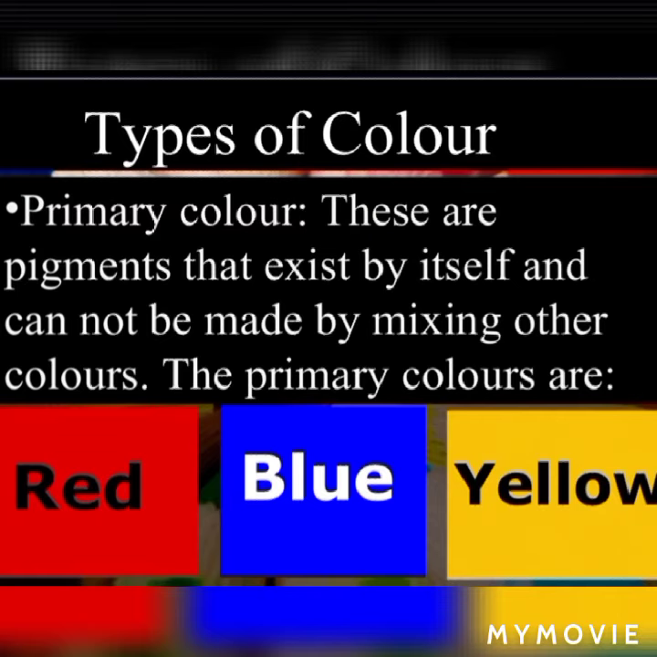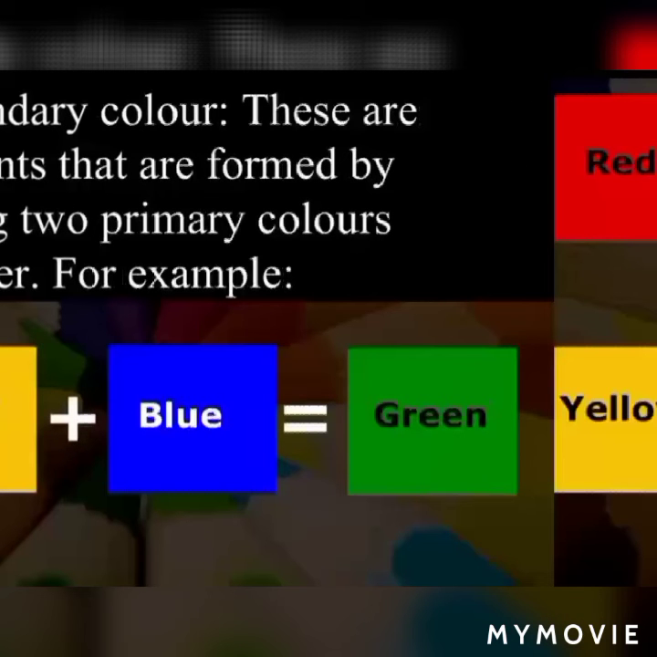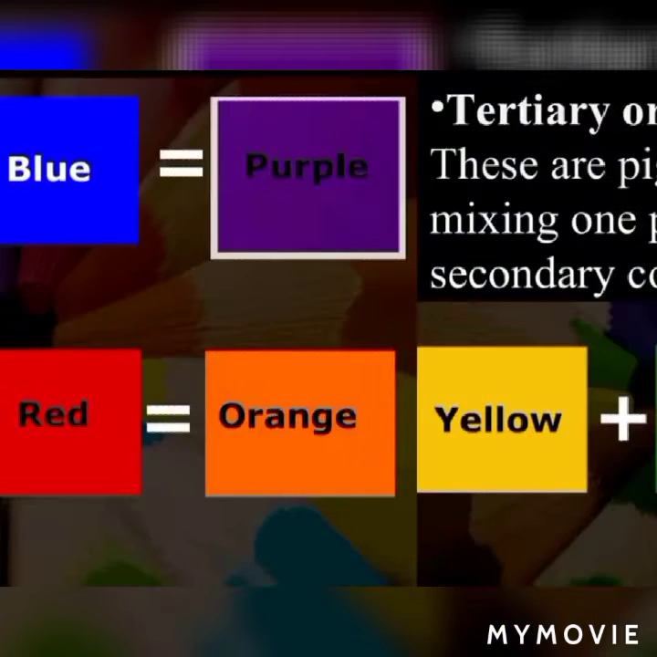Different types of colors. We have primary colors. These are pigments that exist by themselves and cannot be made by mixing other colors. These primary colors are red, blue and yellow. Then we have secondary colors. These pigments are formed by mixing two primary colors together. For example, yellow plus blue equals green. Red and blue come out to purple. Yellow and red come out to orange.